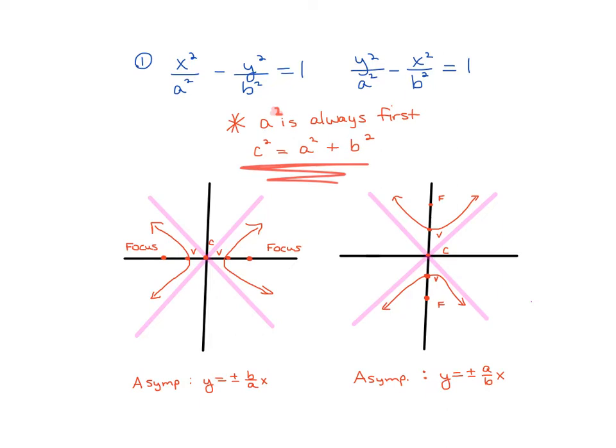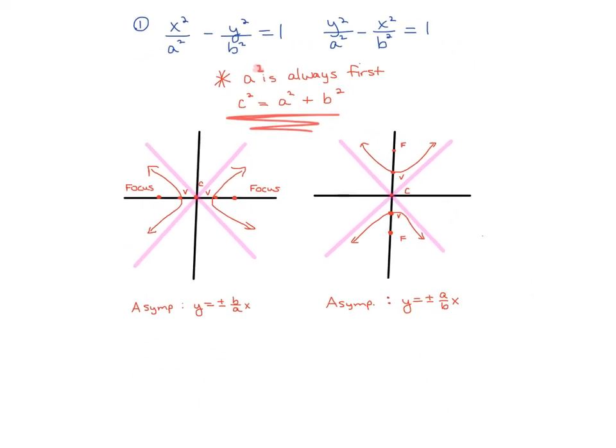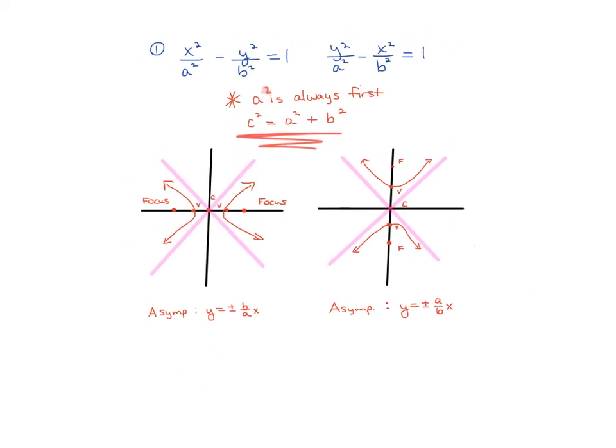To find the equation of your asymptotes, once you square root this a squared and this b squared, then you're going to put it into b over a. That's when the x squared is first. And the asymptote equation when the y squared is first would be a over b. And it's plus or minus because they're two linear equations. So let's go ahead and try an example.